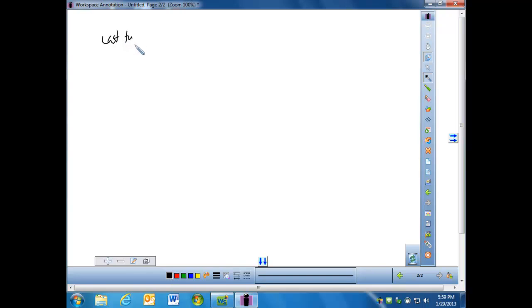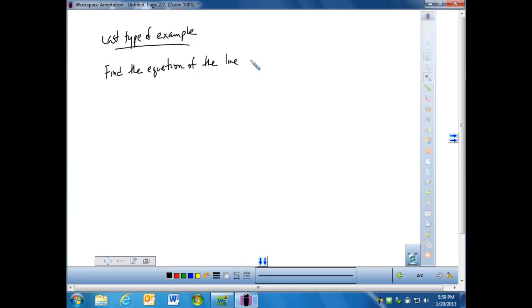Please make sure you do some of those practice problems today following the video. The last example I want to show you before I turn you loose on your homework is this one here. You're going to find the equation of the line tangent to a particular function at a particular point. The only difference is we are going to find the equation of the line, not just the slope of the line. Remember, the derivative is the slope. We're going to find the entire equation of that line.